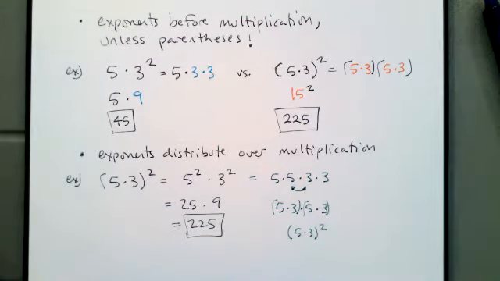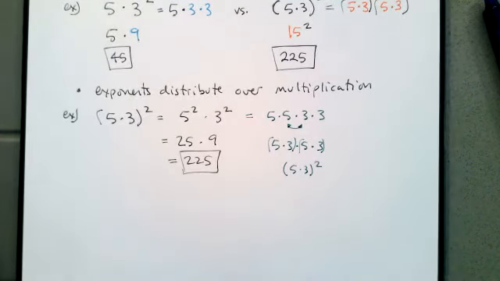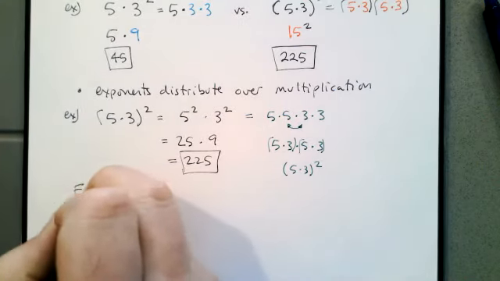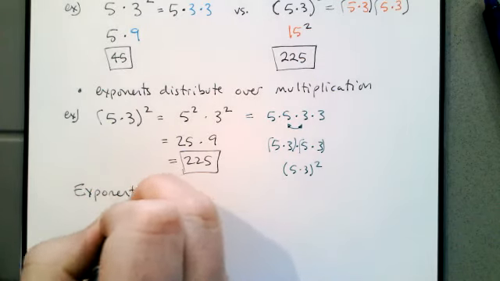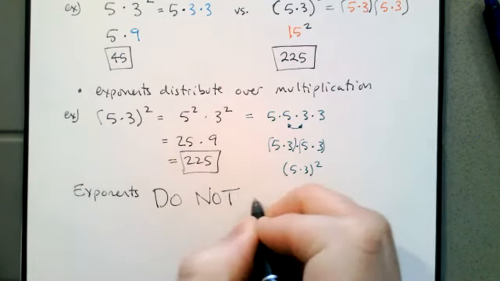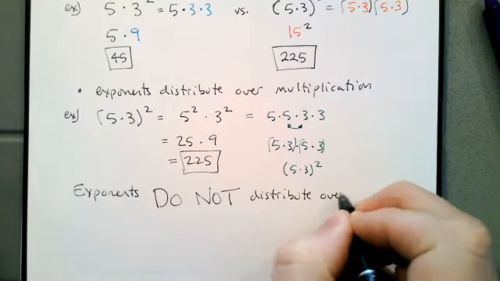Notice that exponents distribute over multiplication, but they're too far away to distribute over addition. Exponents do not distribute over addition. I'm going to write that down, and it's very dangerous, and I always question whether I should do this or not, but I'm going to do it anyway. Exponents do not distribute over addition.